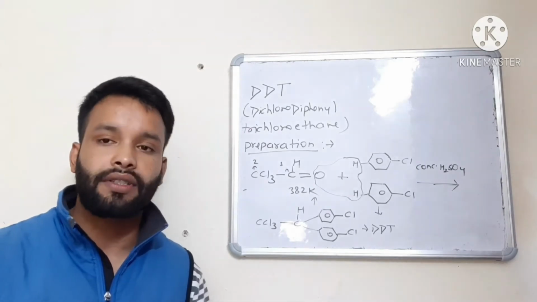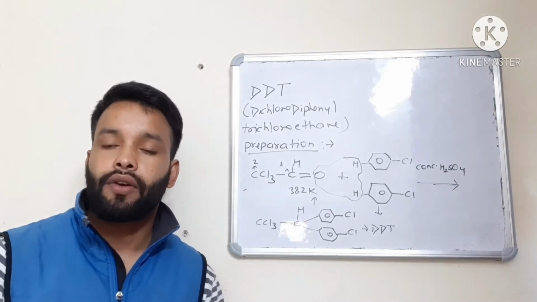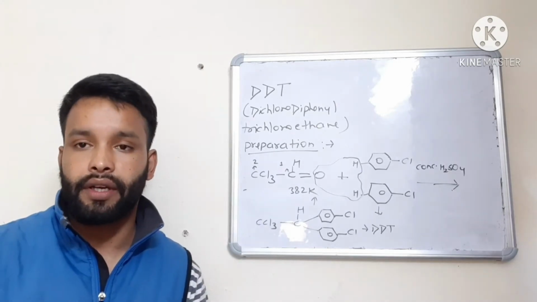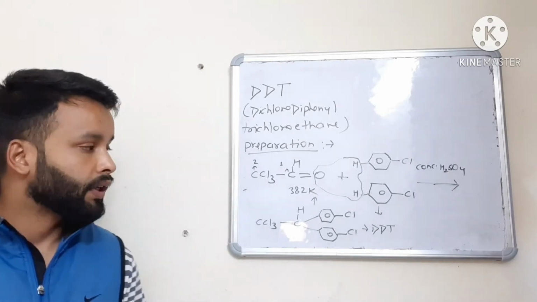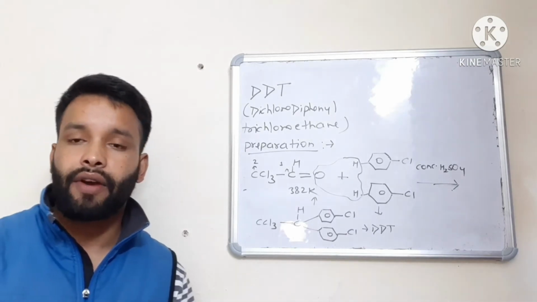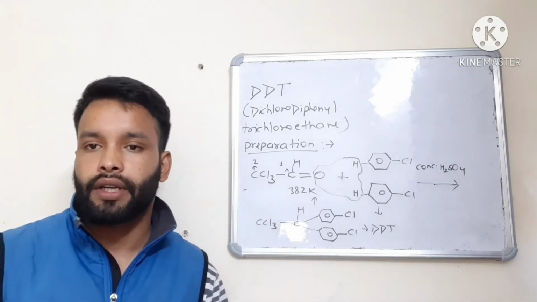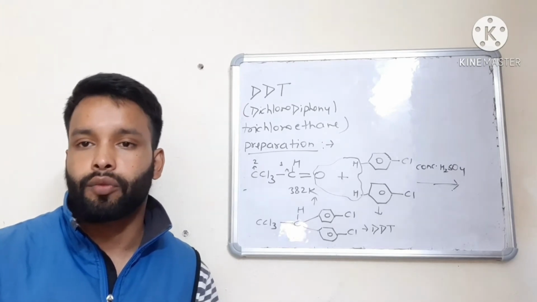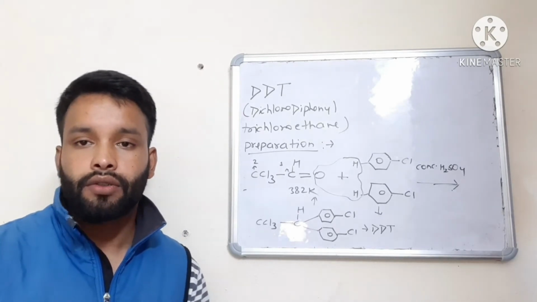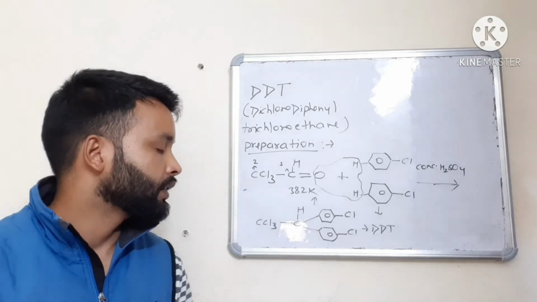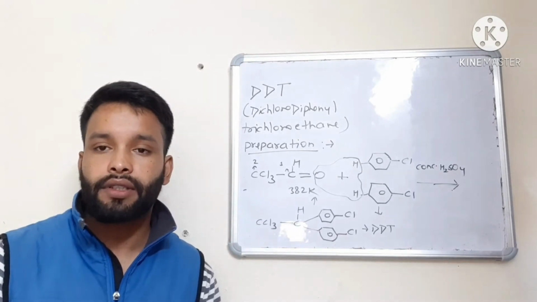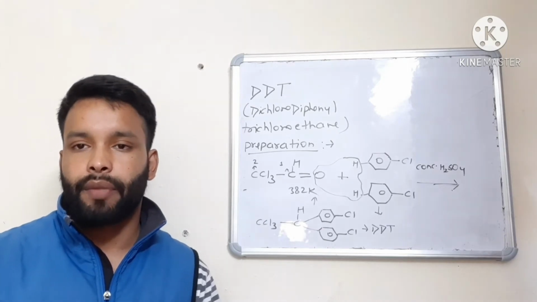After this point, we'll discuss uses. Then I'll tell you why it is not used now, because it is non-biodegradable. It is a best insecticide, but why is it banned now? Because it is non-biodegradable, so it is not very safe for humans as well as for animals. So this is the preparation of DDT. After this we will discuss the preparation of BHC.